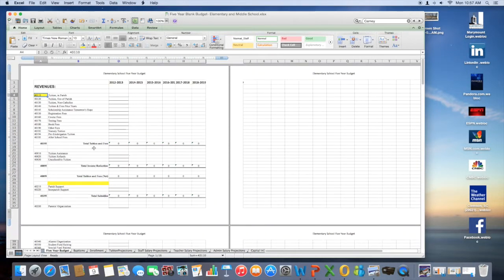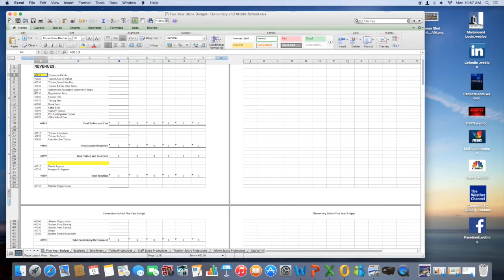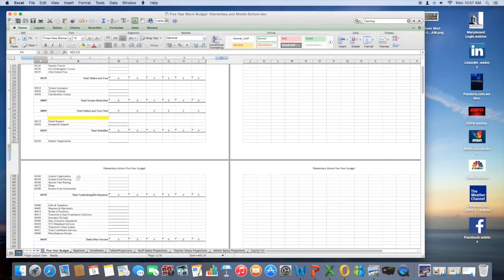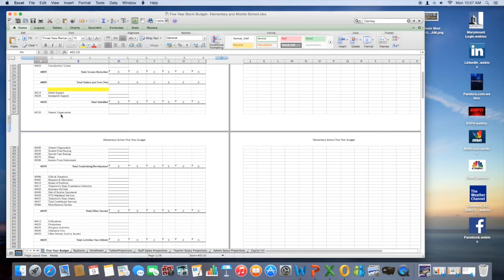So when you are preparing a budget, you'll see over in this left-hand column, these are the account numbers. And you'll see here what your budget is. You decide that. You'll see things like tuition assistance. You categorize that in this section here. If you're getting income from parents' organizations, you'll see the account number there. If you have an alumni association, student fundraising, special fundraising, each one of those accounts should have a separate code.